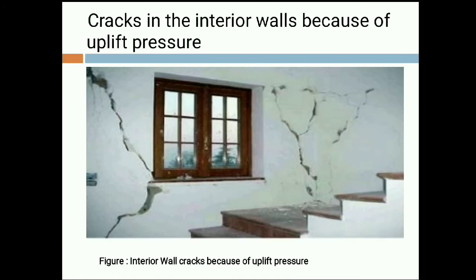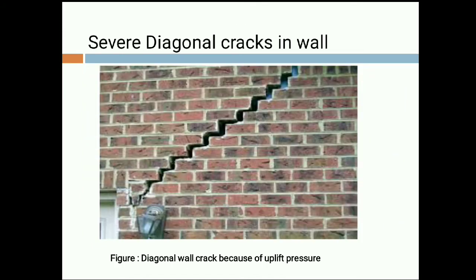In this figure we can see, because of uplift pressure which is generated by the expansive nature of the soil, there are cracks in the interior wall because of uplift pressure. This is basically the diagonal cracks which is very severe in nature in the outside wall.